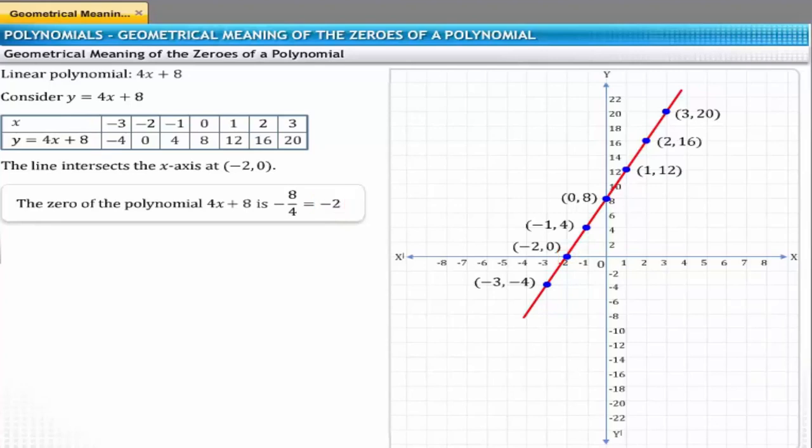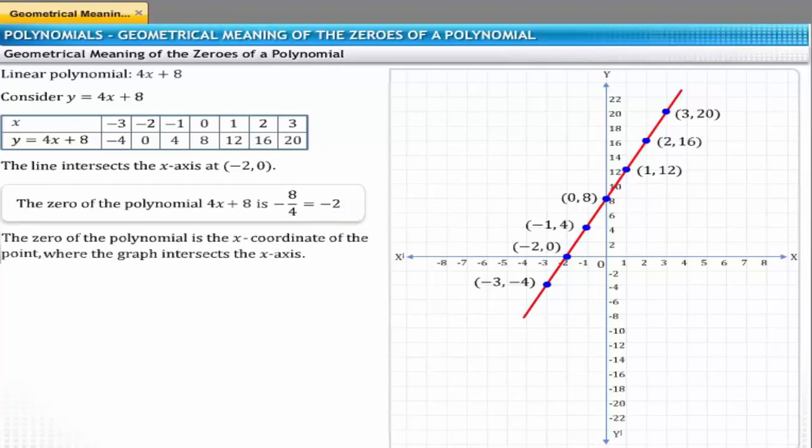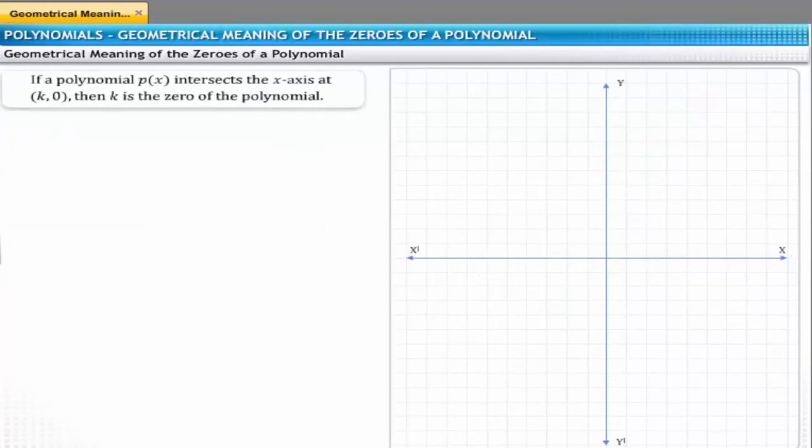Based on these observations, we can conclude that the x-coordinate of the point where the graph intersects the x-axis is the zero of the polynomial. In general, if a polynomial p(x) intersects the x-axis at (k, 0), then we can say that k is the zero of the polynomial. In other words, p(k) is equal to 0.